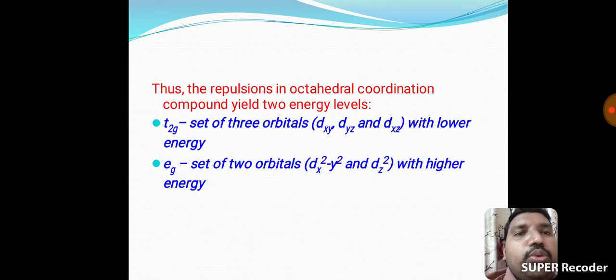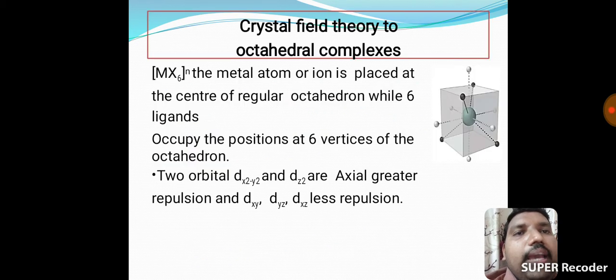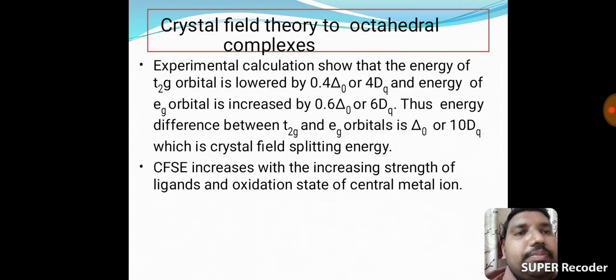There are 2 sets, that is the T2g set and the Eg set. The T2g set of orbitals has lower energy in an octahedral complex. The Eg set of orbitals has higher energy in an octahedral complex. MX6 is nothing but: M means central metal atom, X is the ligand. The central metal atom is surrounded by 6 ligands at the 6 vertices of the octahedral geometry.